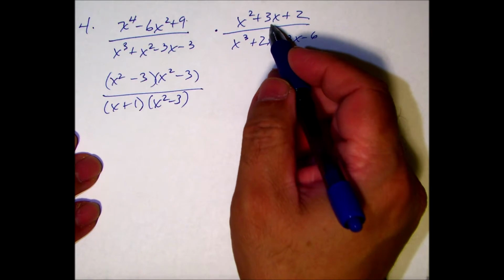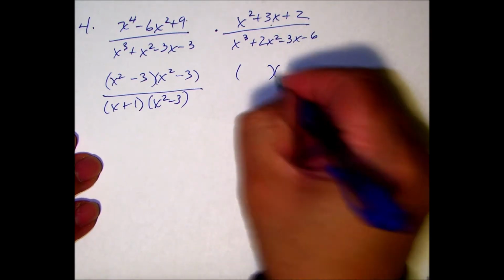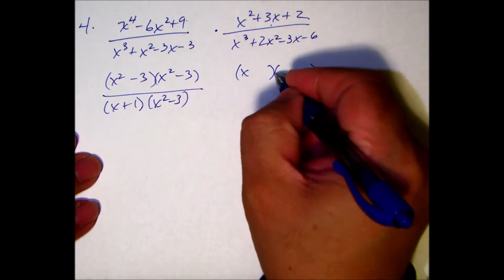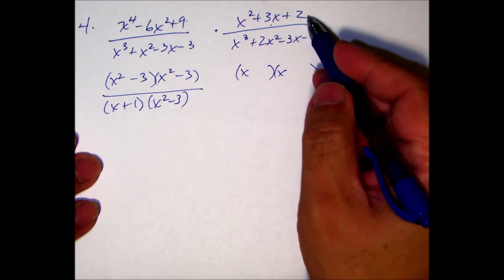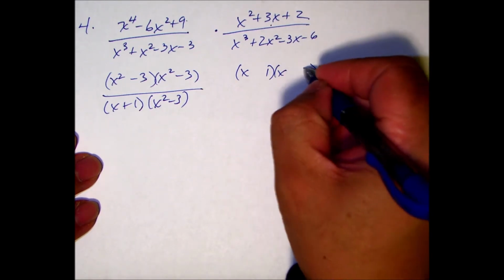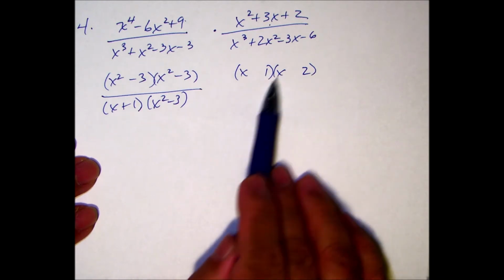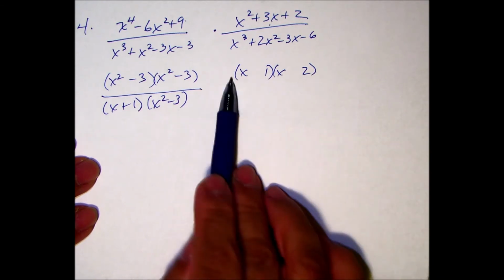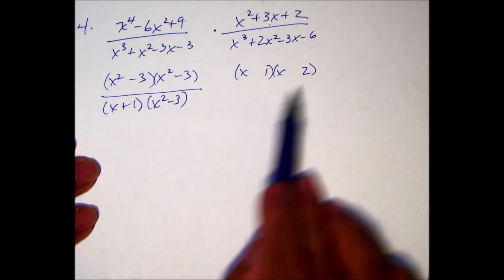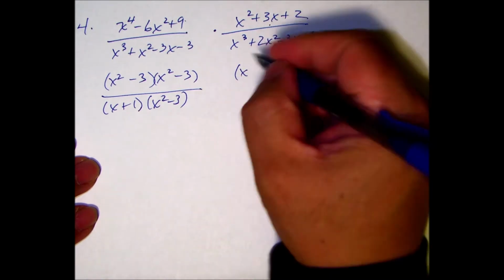Here, x squared plus 3x plus 2. That's going to factor like normal. X squared is x times x. 2, there's no choices for 2. It's 1 times 2. And let's double check though. 1x is inside, 2x is outside. 1x plus 2x makes 3x. So that worked.